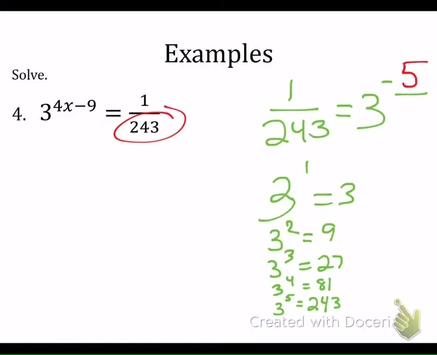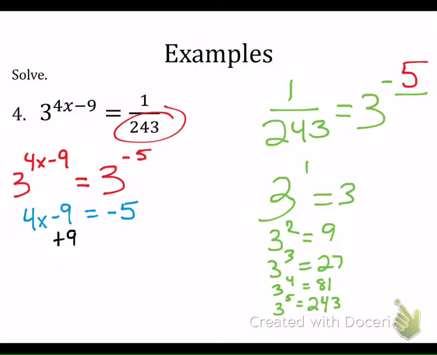Anyone confused on what I'm doing at the moment? Okay, so the left side is just the same thing. So it'd be 3. On the right side, I have 3 to the negative 5th power. Now we're good to go, right? 4x minus 9 equals negative 5. So go ahead and add that 9.